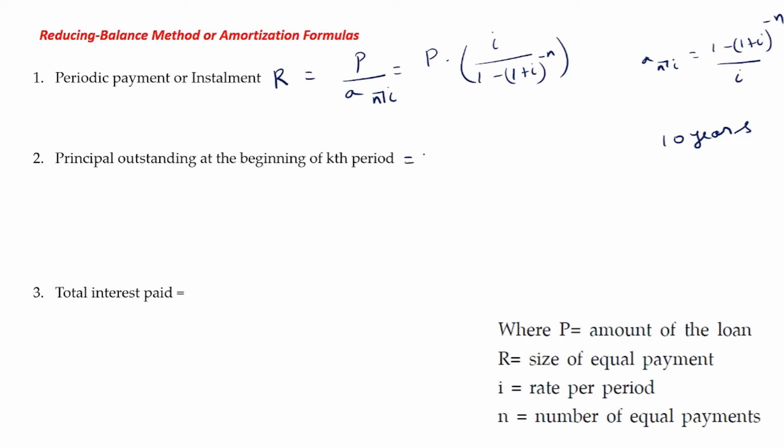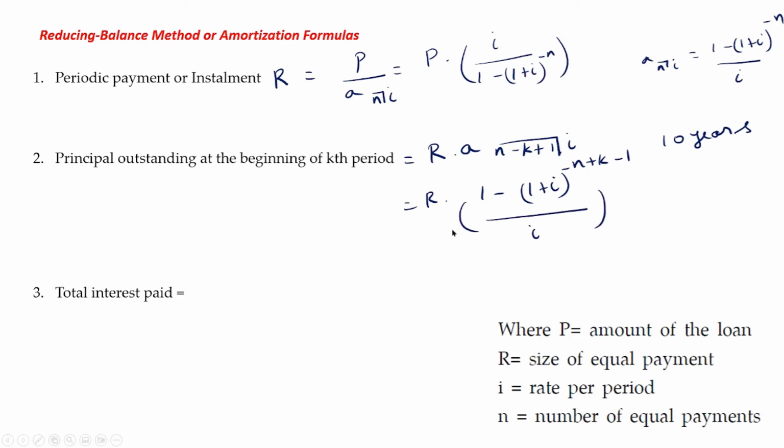This is calculated as R into A angle N minus K plus 1 at I rate per period. So this is the formula to find the principal outstanding at the beginning of the kth period. A angle N at I rate per period is the formula. So if we have N minus K plus 1, then the formula will be 1 minus (1 plus I) the whole raised to minus N plus K minus 1, upon I. So using this formula, we can find the principal outstanding at the beginning of the kth period.